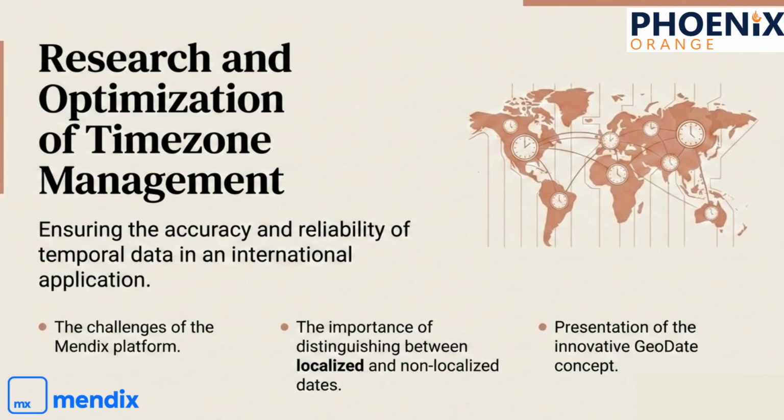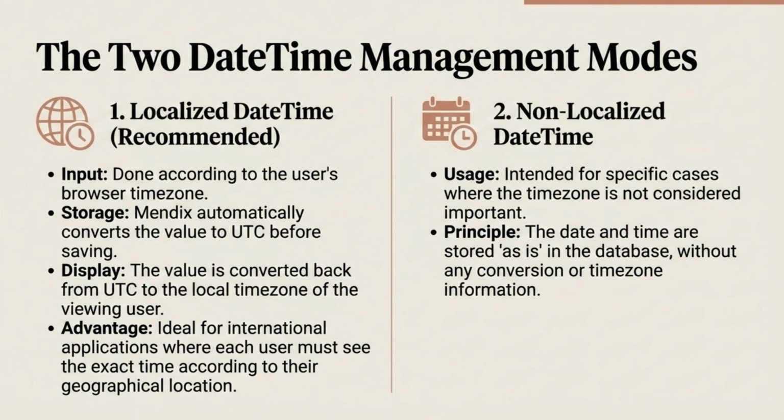We will explore how Mendix manages these data types out of the box, and then present our own robust solution, GeoDate. This system maps events to their specific time zones, guaranteeing that every user sees the accurate time, regardless of their geographical location. To fully understand our solution, we first need to look at how Mendix handles dates out of the box. There are two primary options.